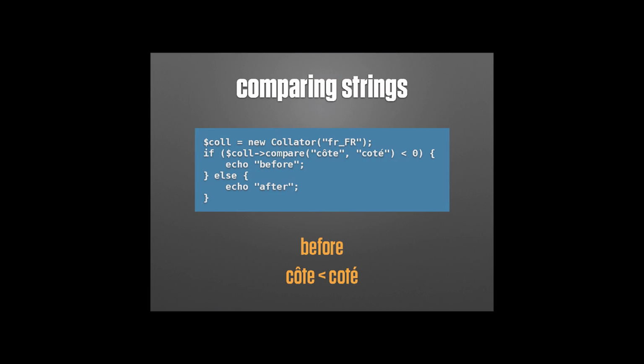So using it is pretty simple. Let's say we want to compare 2 words in French, which look very, very similar, but you need to know what order they come in. So you instantiate the collator for the French language in France, because you can do it for Canada as well. And then you just say compare, give it 2 of them, and it returns just like strcmp -1, 0, 1. And echo it out. And it's going to say that the first word happens before the second one, before cote.